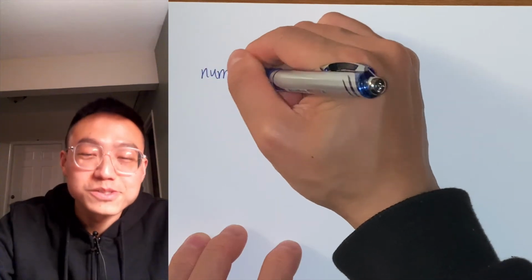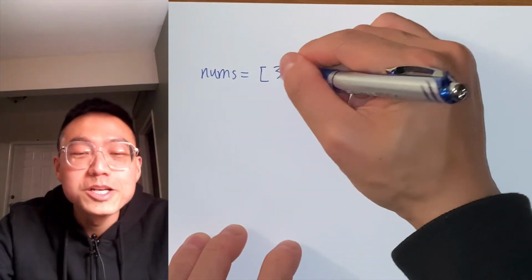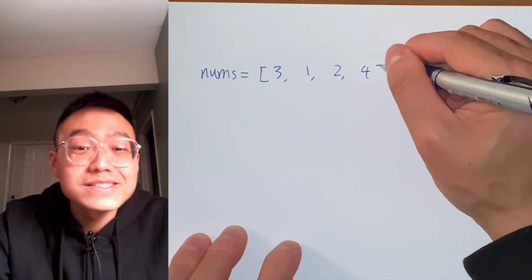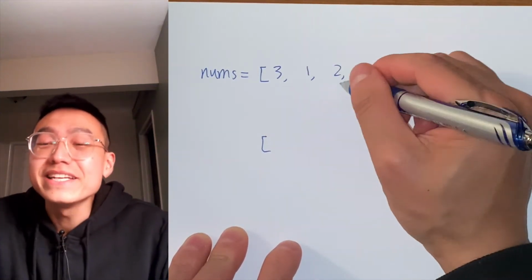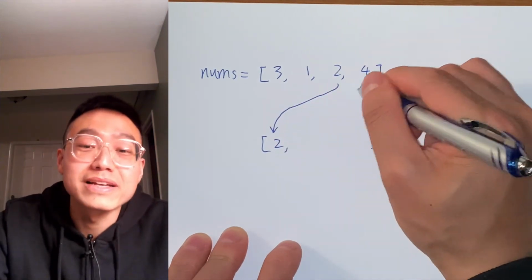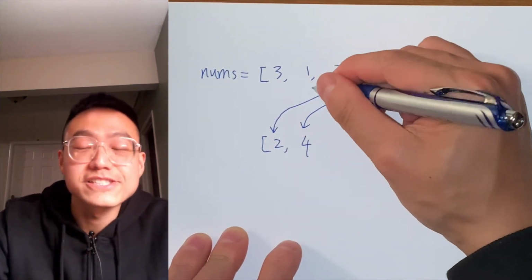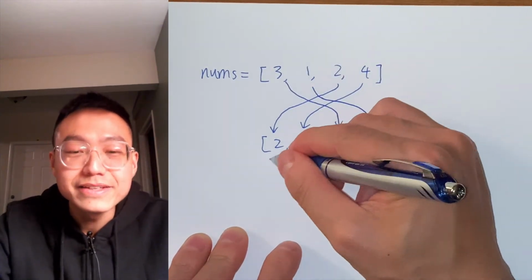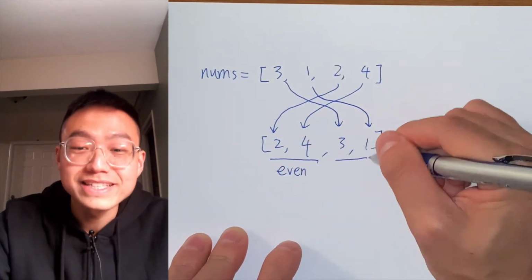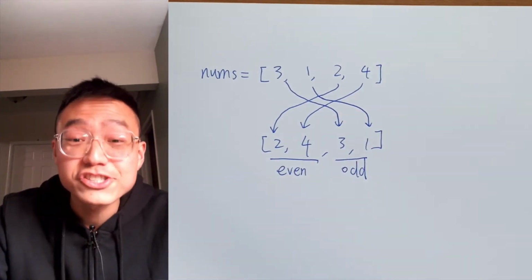Let's look at the question. Sort array by parity. We are given an integer array, and we need to move all the even integers to the beginning of the array, followed by the odd integers. That means we need to move the odd integers to the end of the array, and then we just return any array that satisfies this condition.